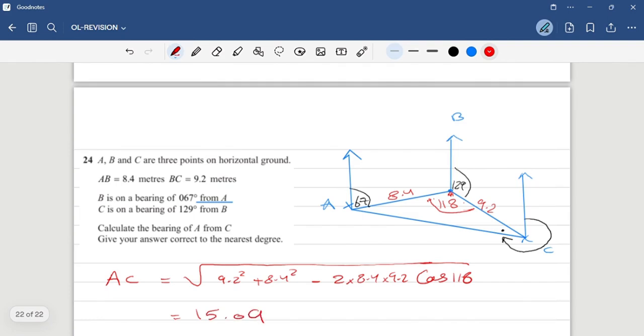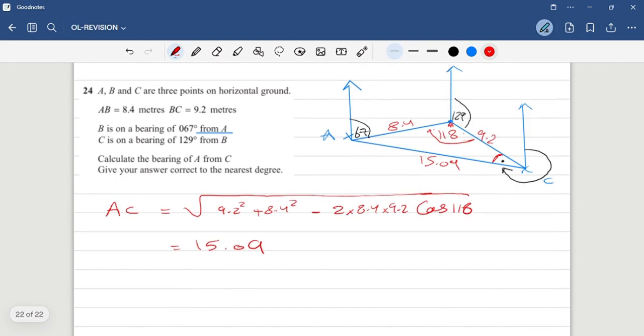So now I find this side, which is 15.09. Now I can find this angle by using the sine rule. How can I use the sine rule? We know that this angle, I will assume this angle is C, so it will be sine C over the opposite side, which is represented by 8.4, equal to sine 118 over the opposite side, which is 15.09.